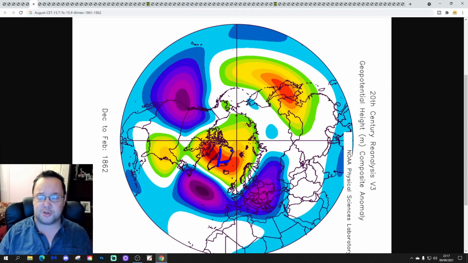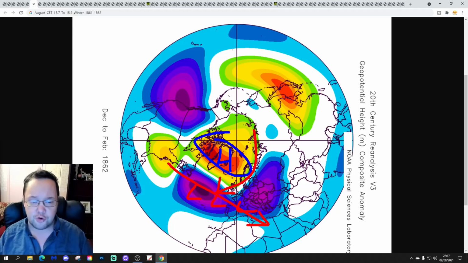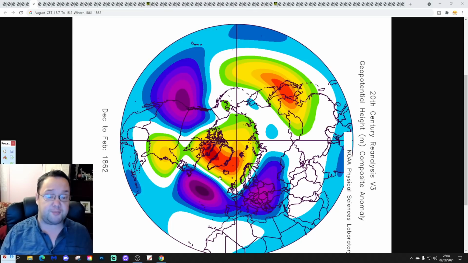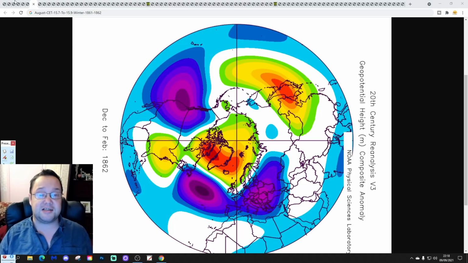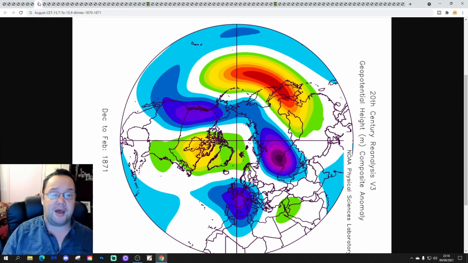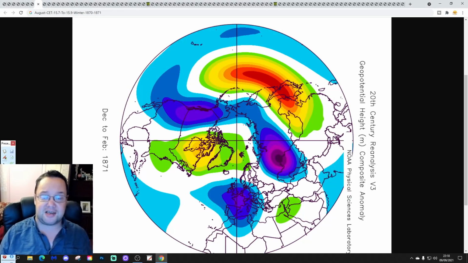This is with loads and loads of blocking within the high latitudes. We see jet stream southwards with below average pressures as well. So jet stream goes on a northwest-southeast alignment. And courtesy of that blocking, we're probably driving in cold or even very cold northeast winds. That does look like it would be a pretty bitter winter to me. 1861, 1862. Our next winter is 1870.